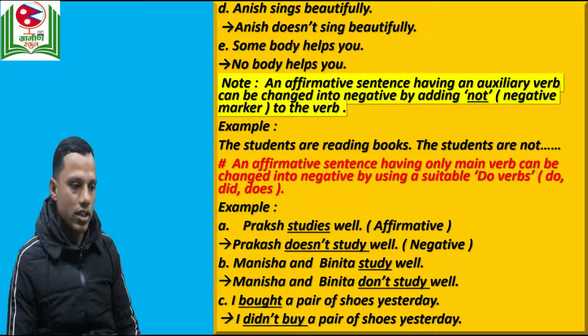Yes, in these examples there are only main verbs in the affirmative sentences, and while changing them into negative we have used suitable do verbs. For example, in number A we have used doesn't, because the main verb in the given sentence is in singular form, right? Studies. Similarly, in number B we have the verb in verb 1 form, first form of verb, study. So when the main verb is in verb 1 form, we use do not or don't while changing it into negative. Similarly, when the main verb in the affirmative sentence is in past tense, then we use did not while changing it into negative. Did you get the idea? Yes.